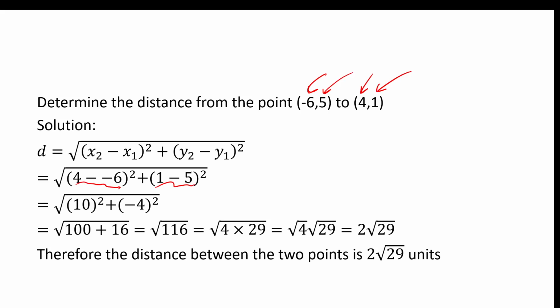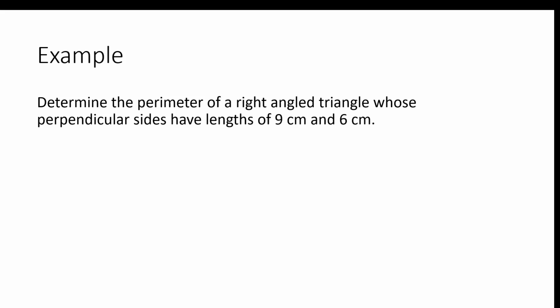But we're going to put all of that under a square root. So what we get is the square root of 100 plus 16. That's the same as the square root of 116. Now, a perfect square that divides evenly into 116 is 4. So instead of saying square root of 116, we can say square root of 4 times 29. Now, the square root of 4 is 2, and the square root of 29 can't be helped, and we're left with 2 root 29.